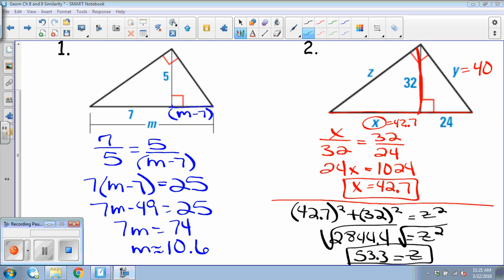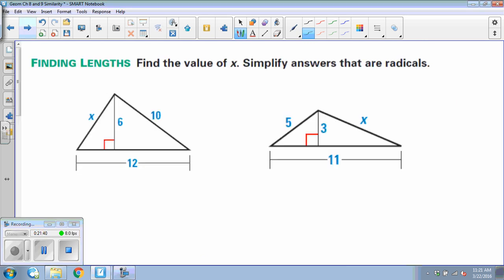We good? So here's a couple examples. Read the directions carefully. It says, find the values of x. Simplify answers that are radicals. What does that mean? If they're radicals, simplify them. Do we want decimal answers? No. A simplified radical is like square root of 40 is 2 square roots of 5.